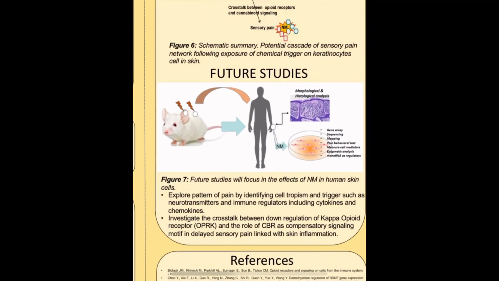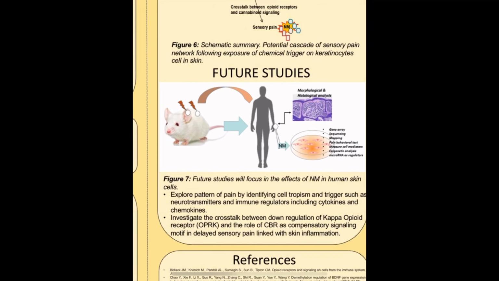To finish, for future studies, we want to test nitrogen mustard inducing sensory pain in human skin cells. Further, explain the relation of cannabinoid receptor activation and the downregulation of opioid receptor kappa, as shown in figure 5, and possible pain patterns by targeting neurotransmitter and immune regulators such as chemokines and cytokines.